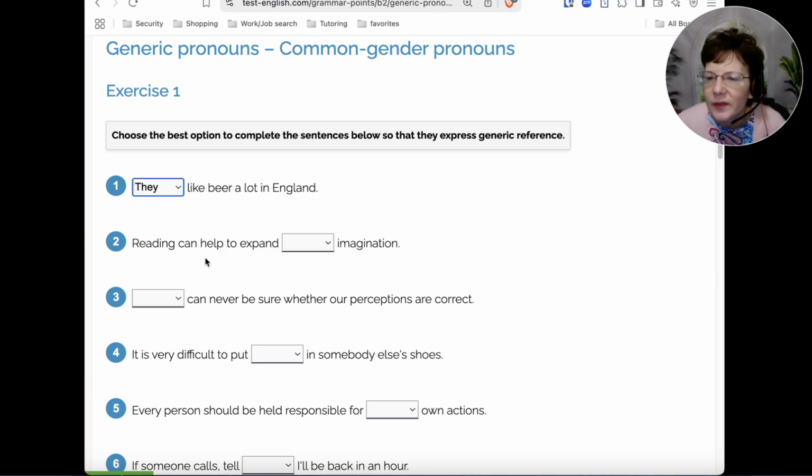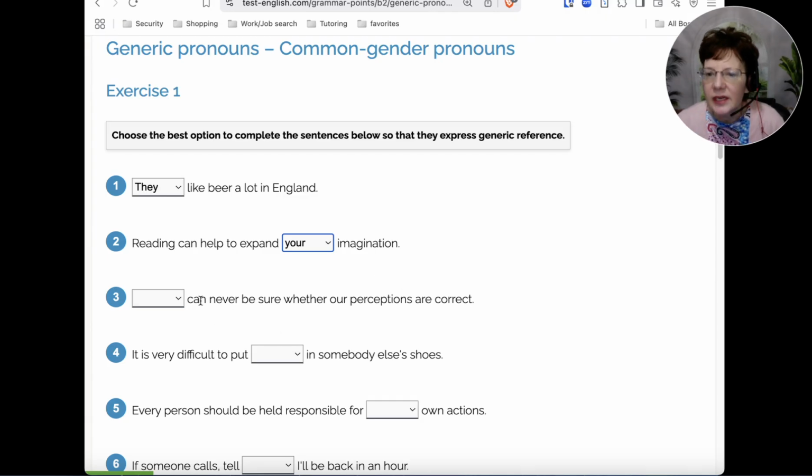All right. And then reading can help to expand whose imagination? All right, their, one, or your. So we're not talking about anyone here. There's no subject here. So we can't say one because it's not possessive. So if you chose the bottom one, your, that would be correct.